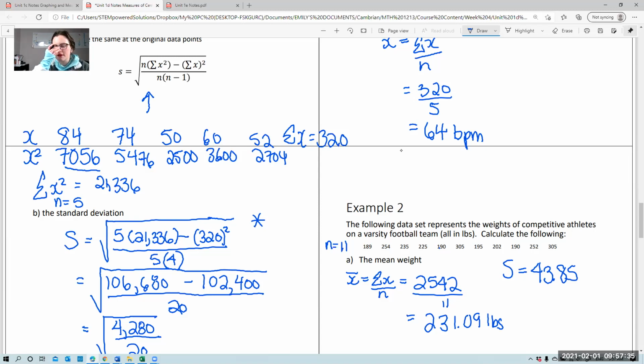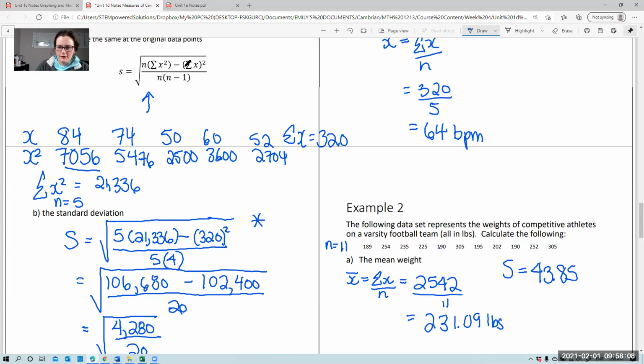So I'm just going to do it the long way as well to see if the long way matches Excel. So I'm just going to write down that formula real quick. Standard deviation equals the square root of n times the sum of x squared, minus the sum of x's squared, over n times n minus 1.